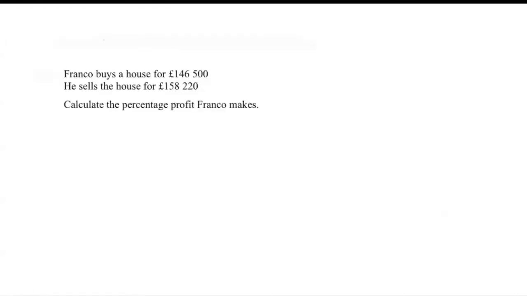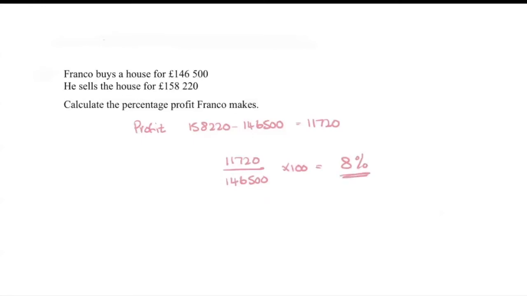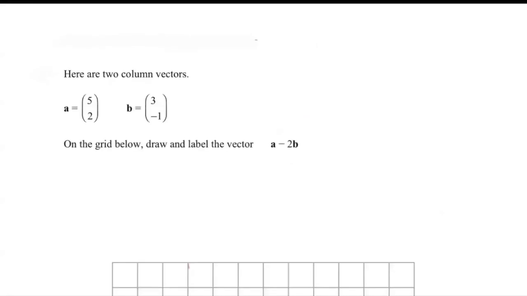The next question is about finding the percentage profit that Franco makes. So the first thing is to find the profit, which is the difference between them. That gives us 11,720. And then that goes over the original. Really important that we put it over the original. That creates a fraction, which we would times through by 100, pop the whole thing in your calculator, and you get 8. So 8%. Always difference over original.